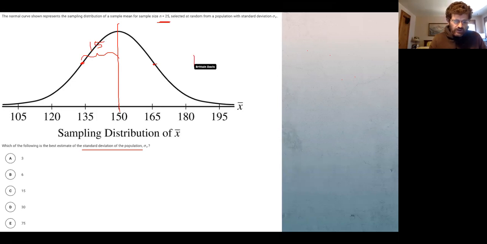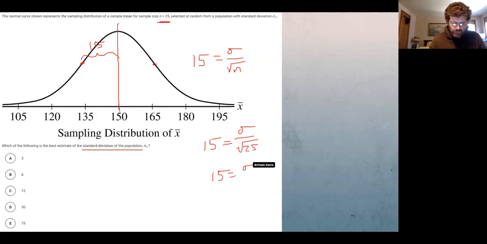So 15 equals the population standard deviation divided by the square root of n. So 15 equals this divided by the square root of 25. So now I can take this square root of 25 and I want to multiply both sides by 5, which gives me 75 for the population. Now, I said 15 before because I didn't read the question closely. It is asking for the population. So that is our approach here.